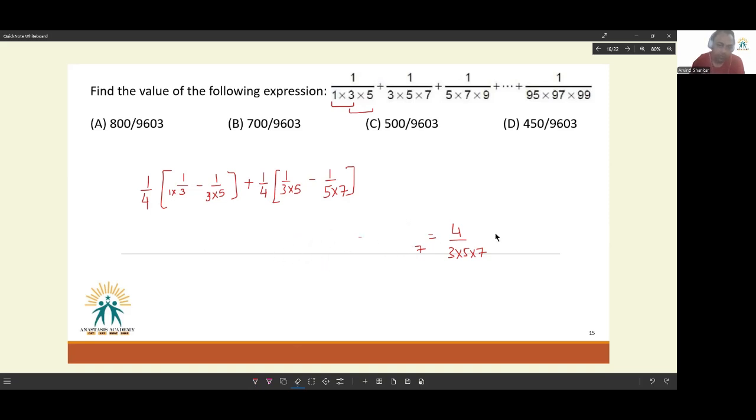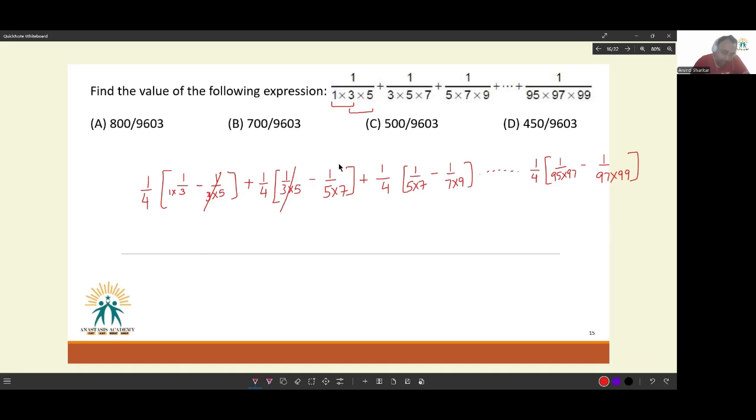And by now, hopefully, the hack of breaking this down is apparent to us. The next term we'll directly write as 1 by 4, 1 by 5 into 7 minus 1 by 7 into 9. This will go all the way up until 1 by 4, 1 by 95 into 97 minus 1 by 97 into 99.